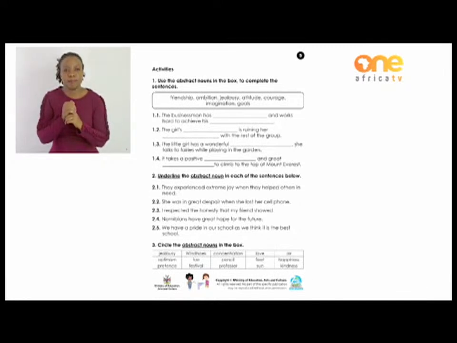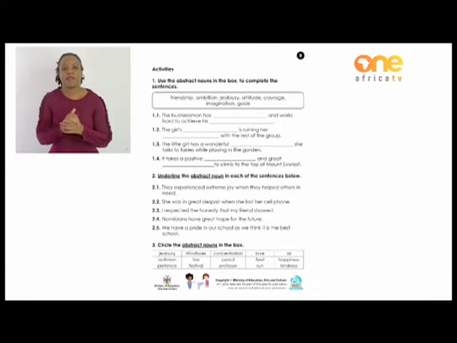They experienced extreme joy when they helped others in need. Joy is our abstract noun because we cannot touch it, we cannot see it. So you underline the rest of the abstract nouns in the sentences.